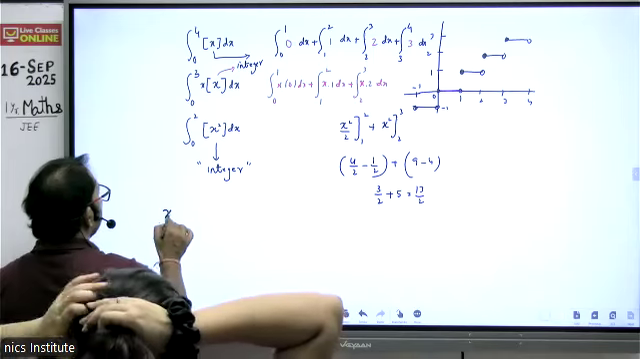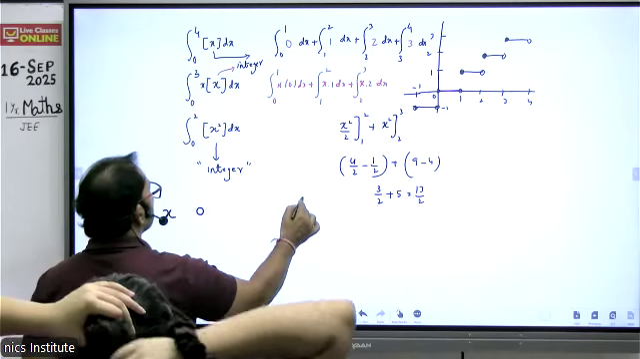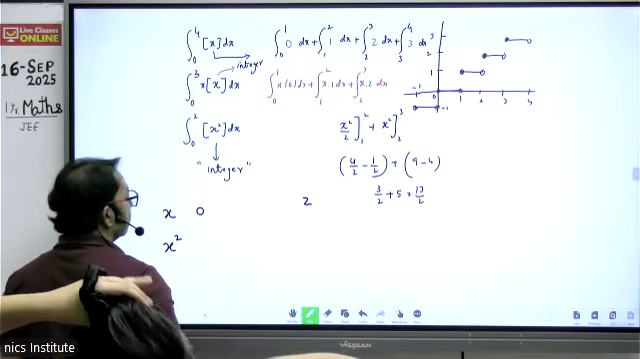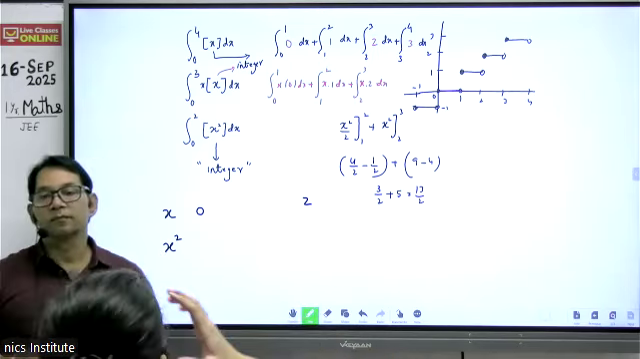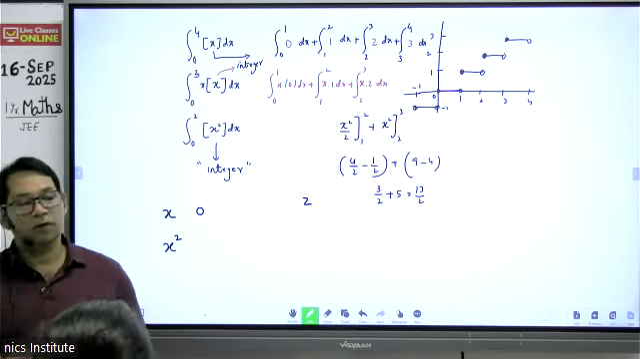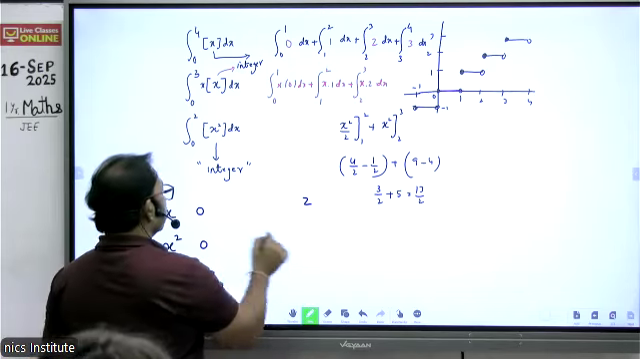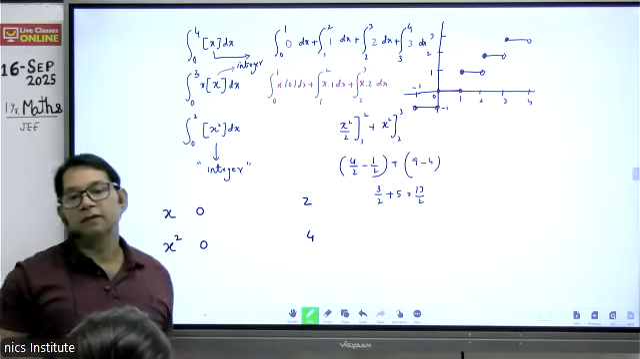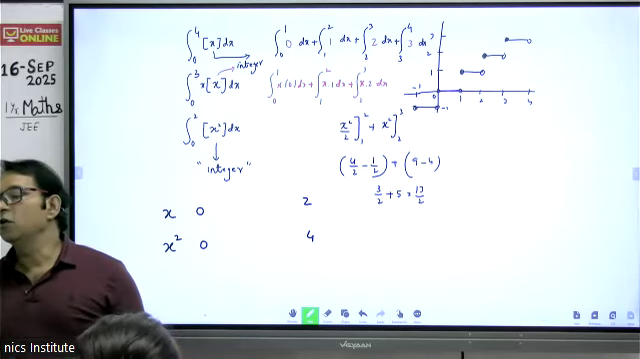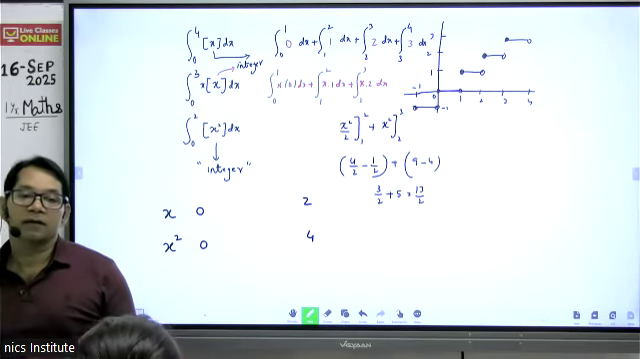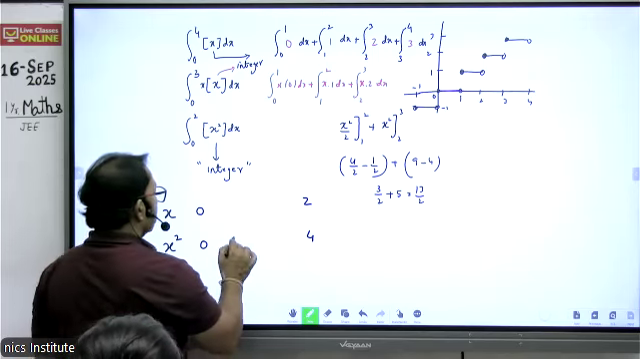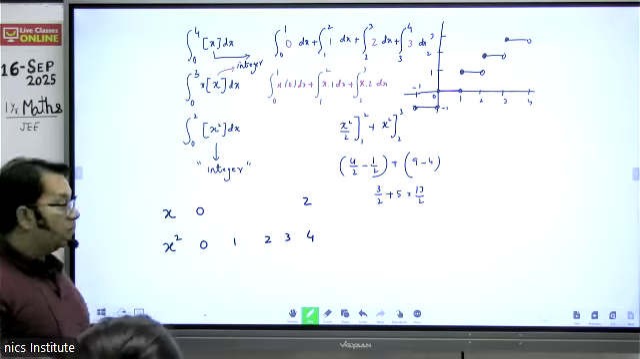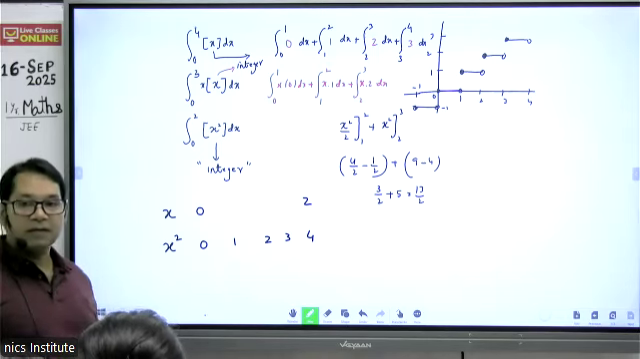So x varies from 0 to 2. If x varies from 0 to 2, x² will vary from 0 to 4. x² should be an integer. So between 0 and 4, how many integers are there? 1, 2, 3, 4. But the limits would be for x.